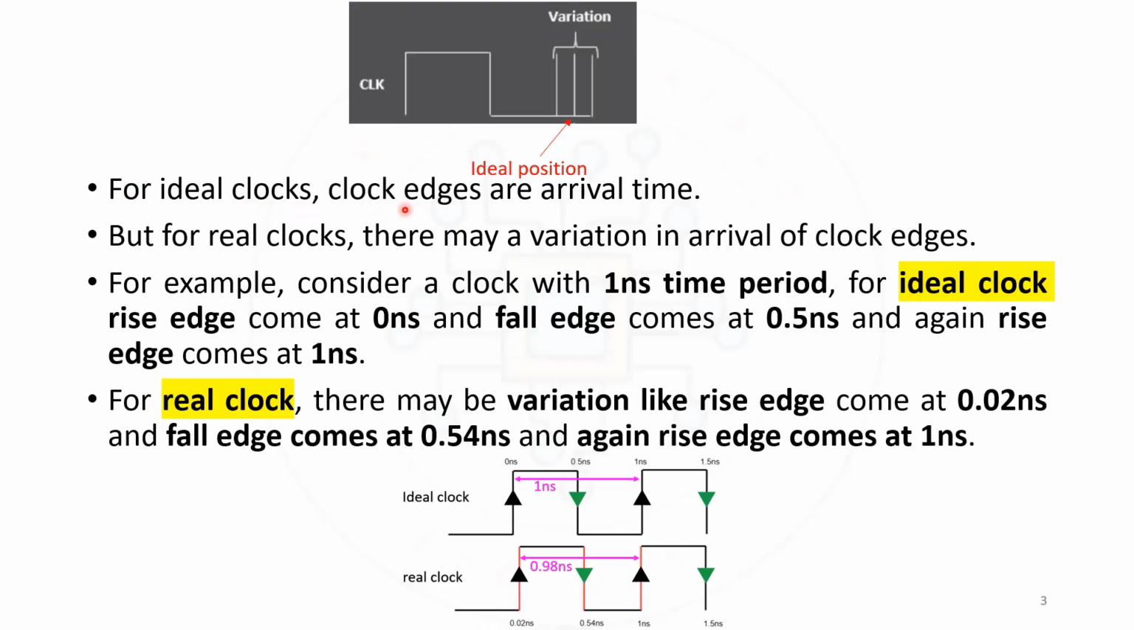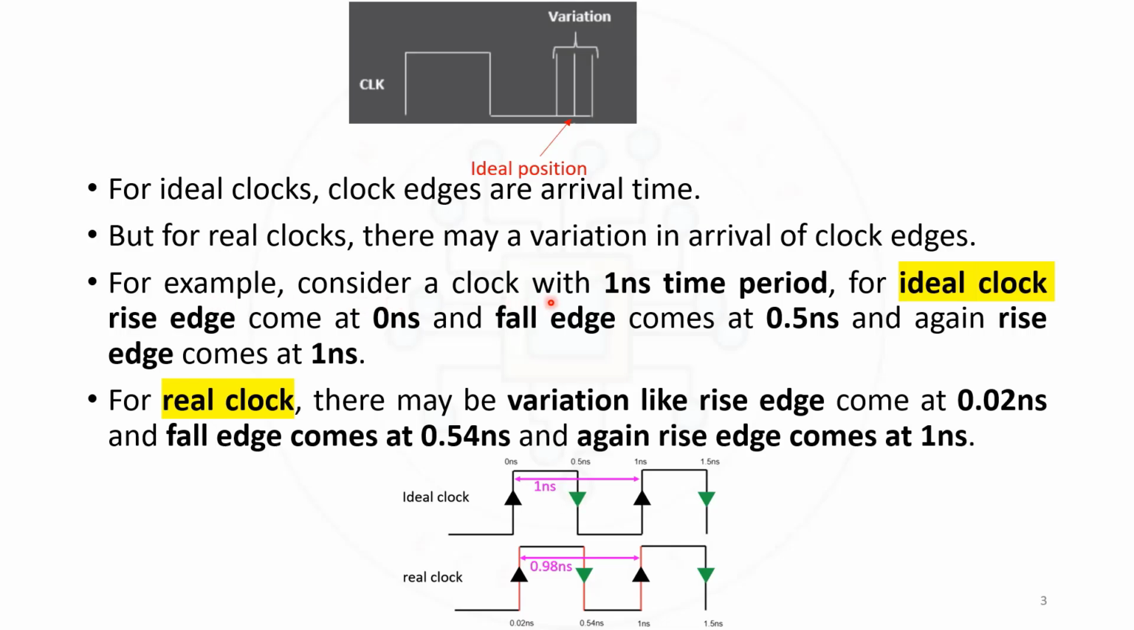For ideal clocks, the clock edges arrive at exact times, but for real clocks there may be variations in the arrival of clock edges. For example, consider a clock with 1 nanosecond time period for an ideal clock. You can see this particular example here. This is an ideal clock, and the time period is 1 nanosecond. Black is the rising edge and green is the falling edge.